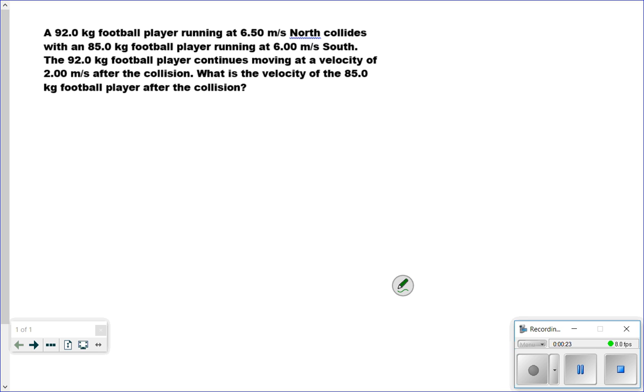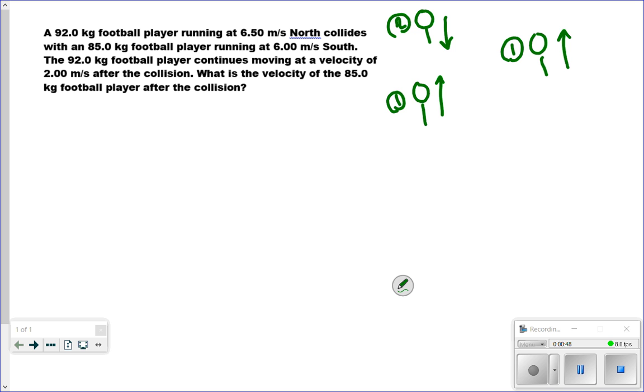And so we got this football player, and he's going this way to the north, and there's another football player heading to the south, and then they collide, and the first football player keeps going. All right, so we should really say like 1 and 2. So player number 1 keeps on trucking. Up he goes. He's got a slower velocity, and we want to figure out what happens to guy number 2.